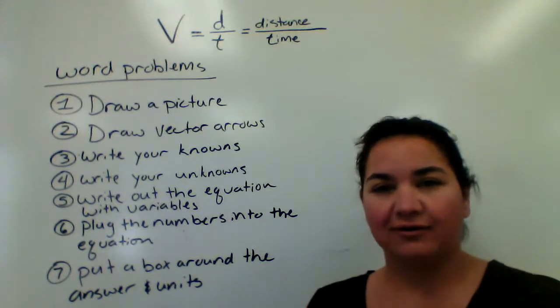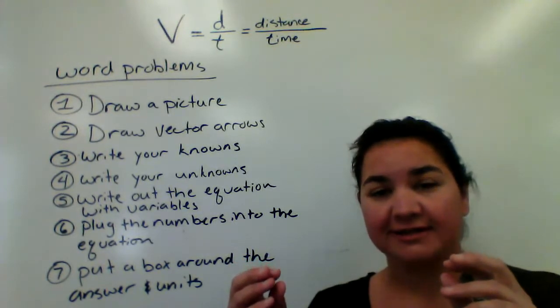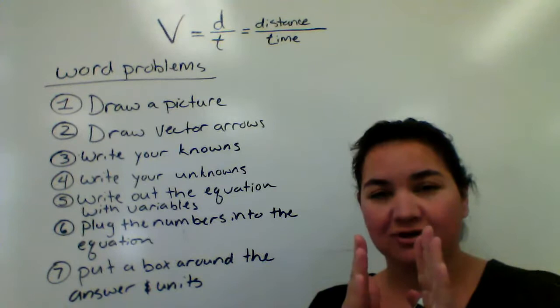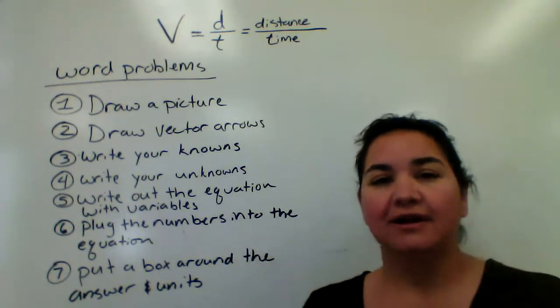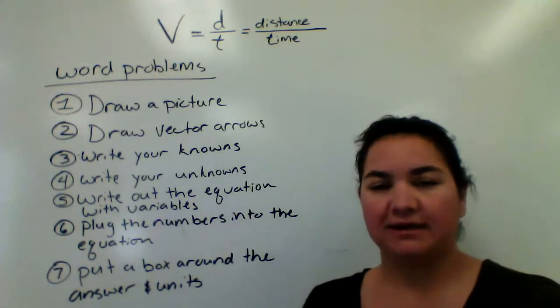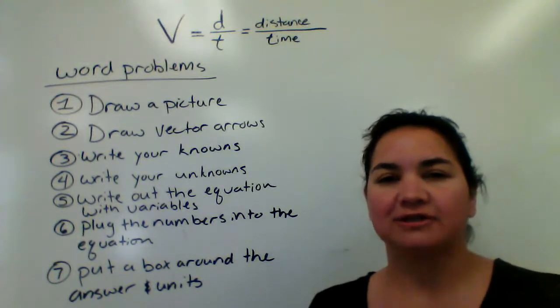It includes an arrow. The length of the arrow says how fast it's going. If it's going slow, the arrow is short. If it's going fast, the arrow is long. And the direction of the arrow will tell me what direction the object is traveling in.